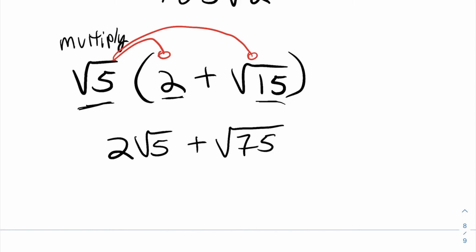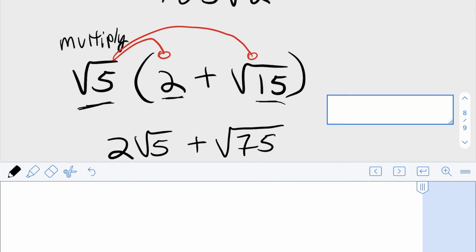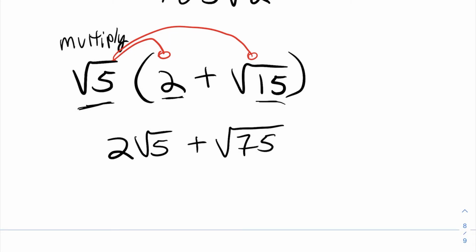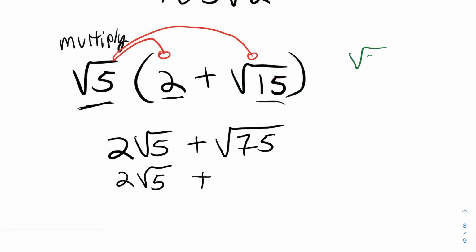And then we simplify and see if we can combine them as like terms. To simplify, I can factor the square root of 75. There are some factorizations that I can consider. I can consider the square root of 25 times the square root of 3, or the square root of 5 times the square root of 15. That's pretty much it. The only one that has a perfect square factor is this top one.